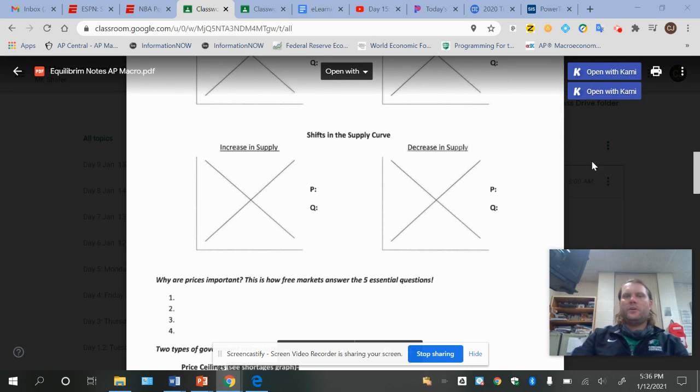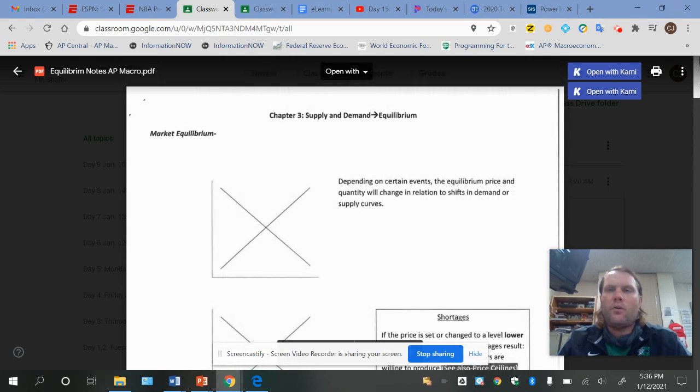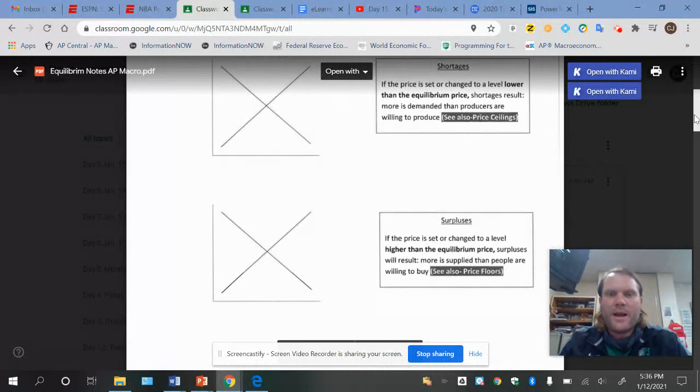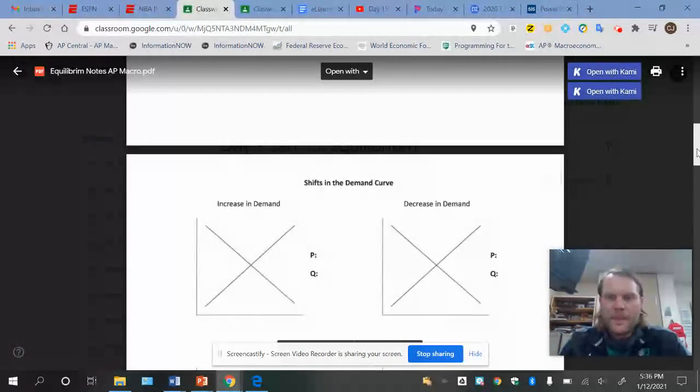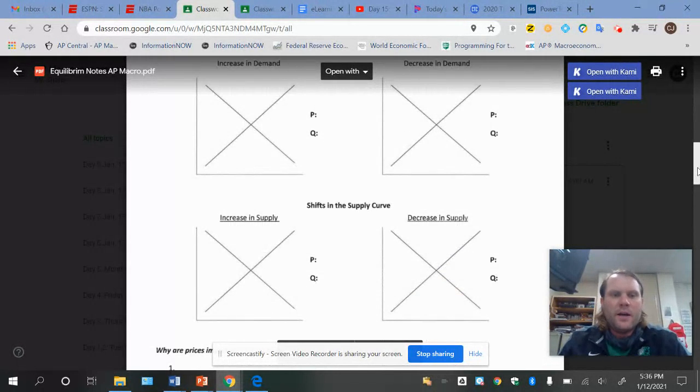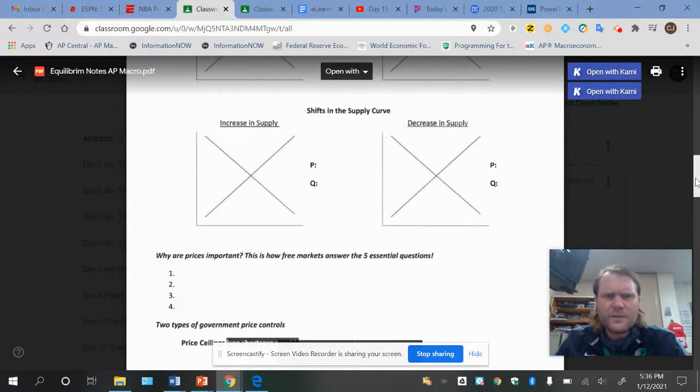Hi, AP students. We are piggybacking off the previous day's equilibrium notes. So you should have all this stuff filled out as we've gone through it. Okay, we're going to add to these equilibrium situations today and talk about why this equilibrium is such an efficient way to allow markets to operate. The government does do some things to try to prevent that.